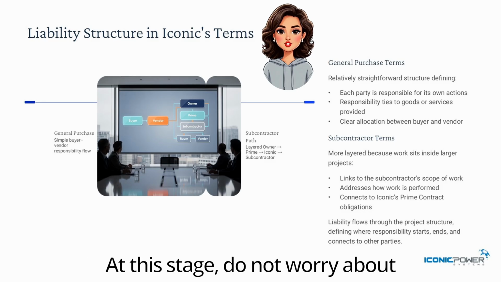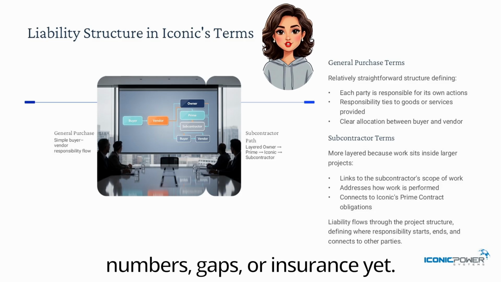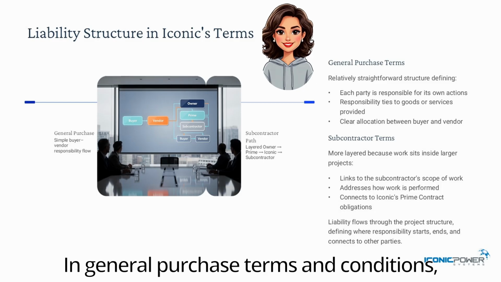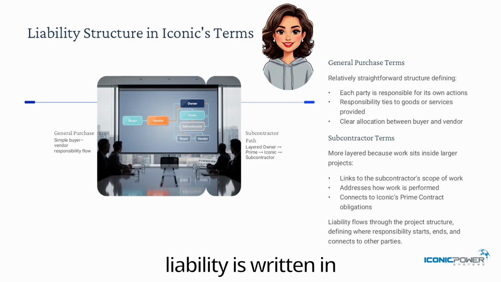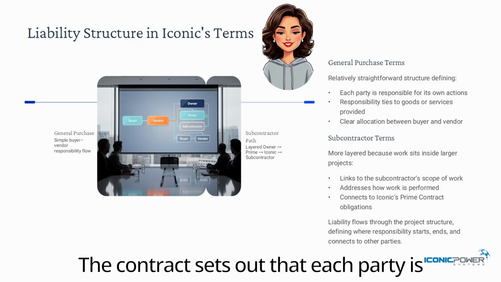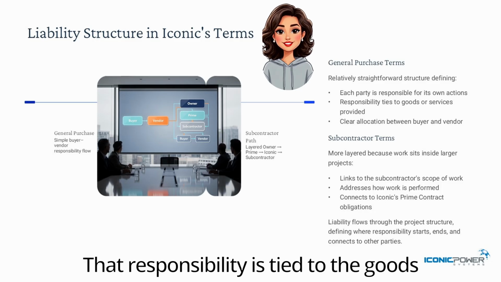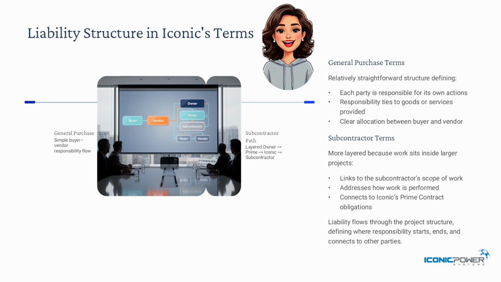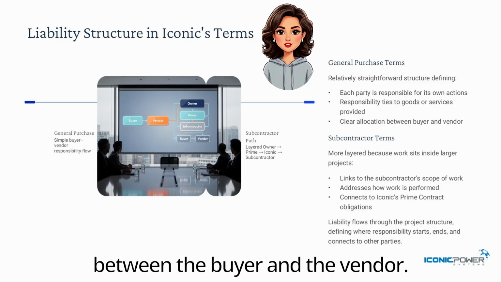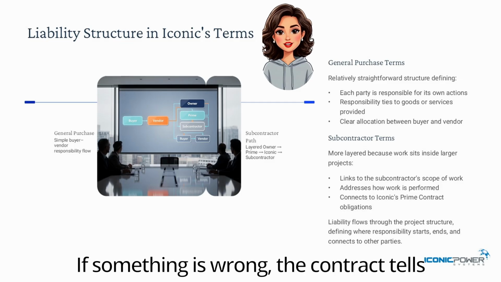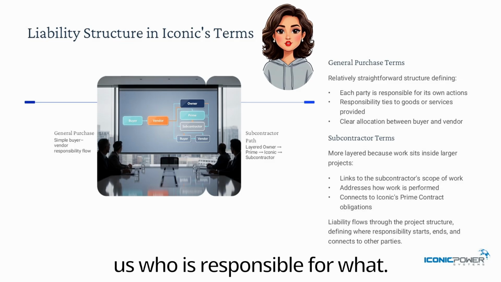At this stage, do not worry about numbers, gaps, or insurance yet. We're just looking at structure. In general purchase terms and conditions, liability is written in a relatively simple way. The contract sets out that each party is responsible for its own actions. That responsibility is tied to the goods or services provided, and that the contract defines how liability is allocated between the buyer and the vendor. The goal here is clarity. If something is wrong, the contract tells us who is responsible for what.